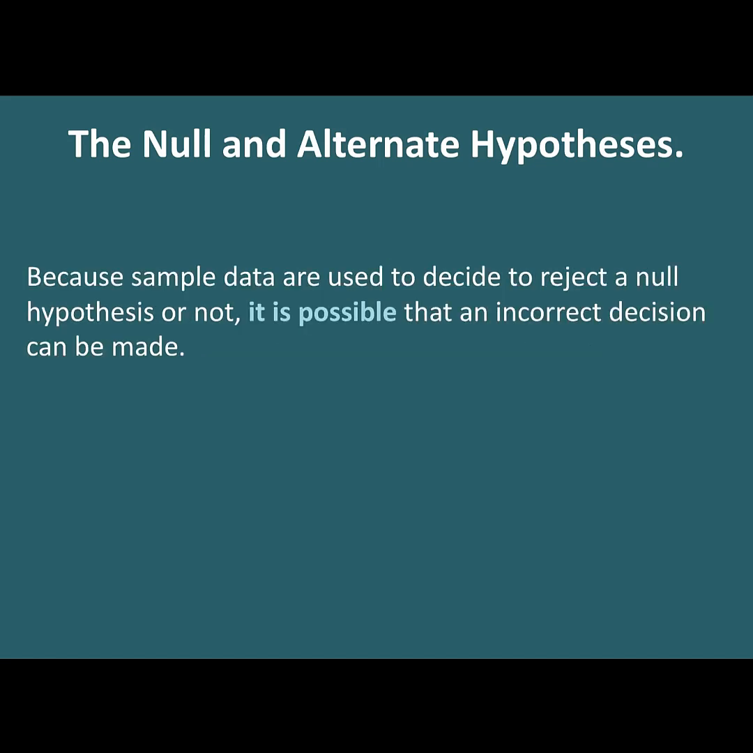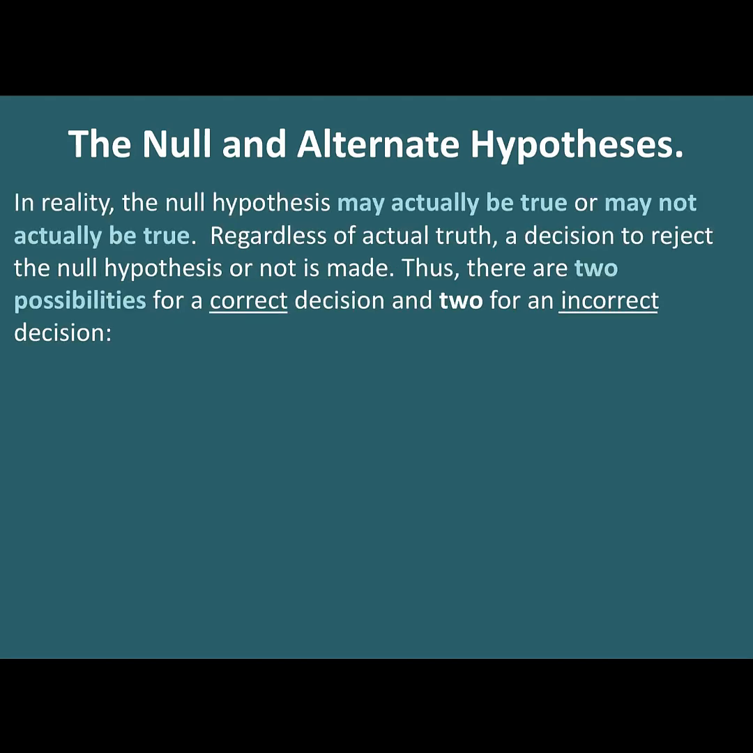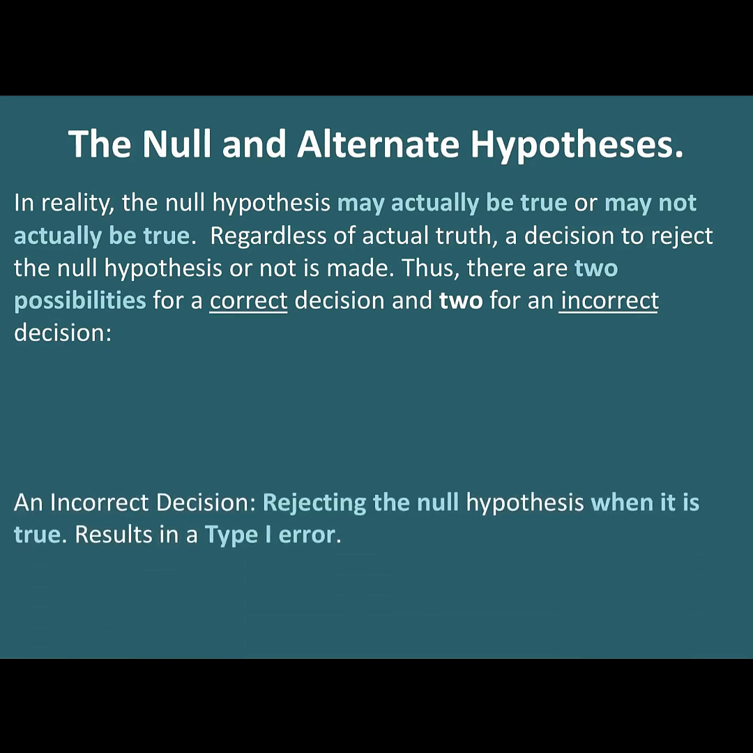Keep in mind too, though, that because sample data are used to decide to reject a null hypothesis or not, it is possible that an incorrect decision can be made. In reality, the null hypothesis may actually be true or may actually not be true. Regardless of actual truth, a decision to reject the null hypothesis or not is made. Thus, there are two possibilities for a correct decision and two possibilities for an incorrect decision. Here are the following possibilities.